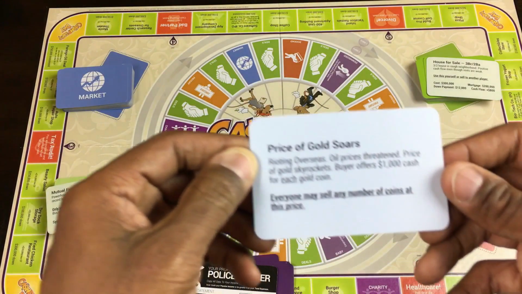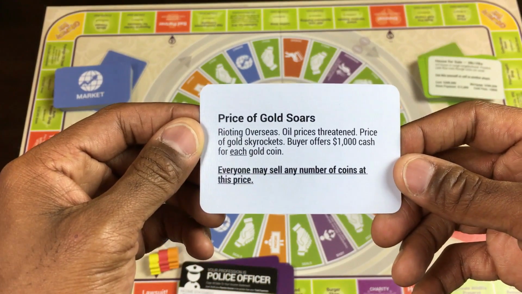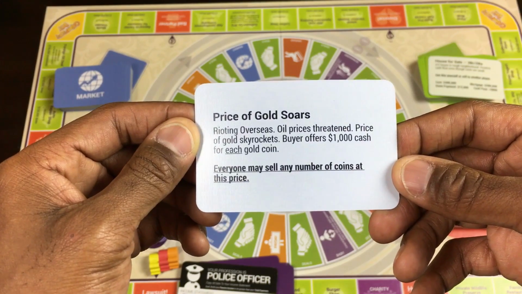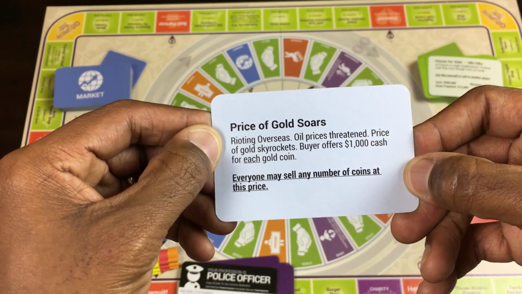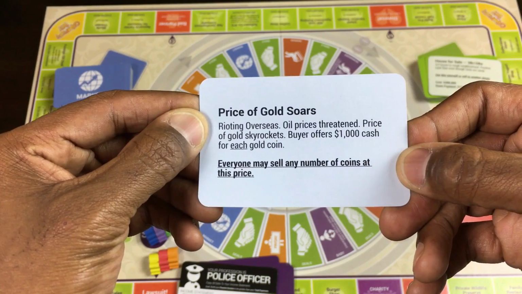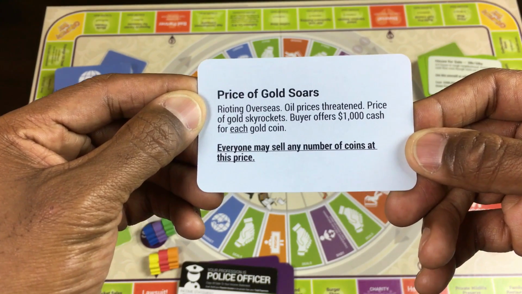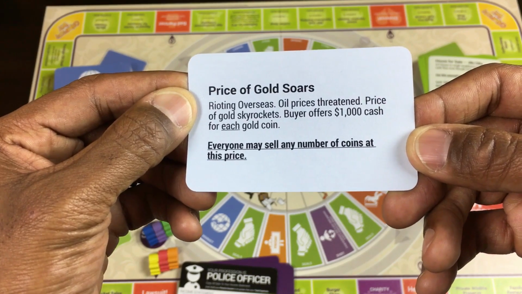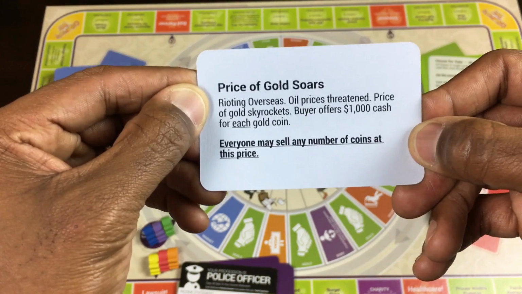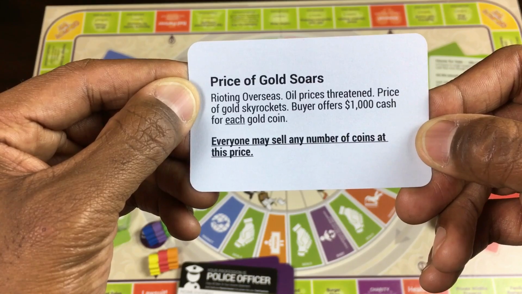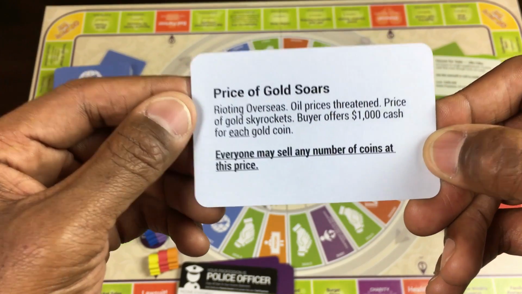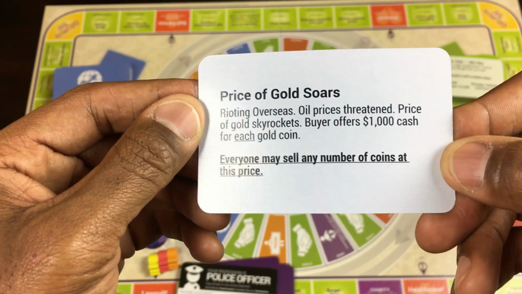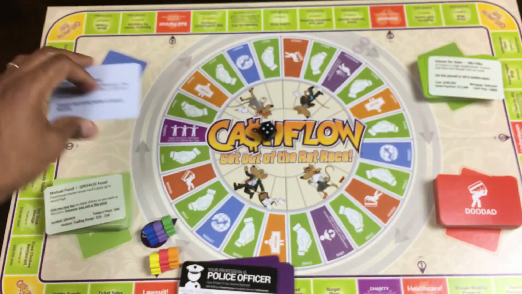The market card says, price of gold soars, rioting overseas, oil prices threatened, price of gold skyrockets. Buyer offers $1,000 cash for each coin. Everyone may sell any number of coins at this price. So if you have gold, you could sell it at $1,000 for each coin that you would have. And that's up to you, once again. So whether or not you would want to sell it, that's your market card.